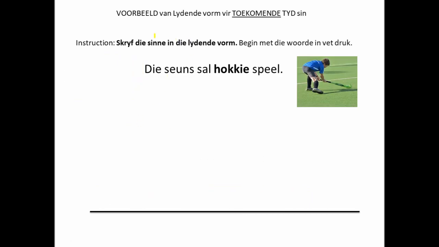Let's look at an example. A voorbeeld means example, a sentence that we need to change to lydende vorm. But now the sentence is written in toekomende tyd. So toekomende tyd sentences have different rules. Remember the rules. You need to learn the rules. Which new words are joining this family? In other words, I'm asking, what are the rules when a sentence is written in toekomende tyd?